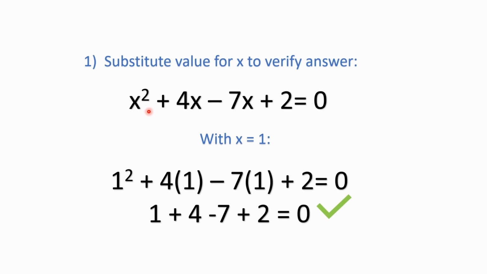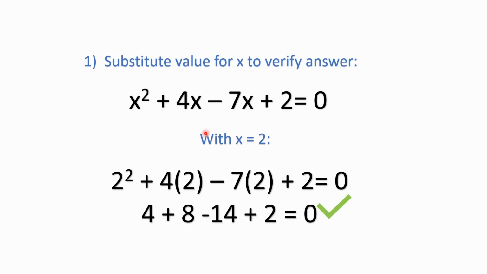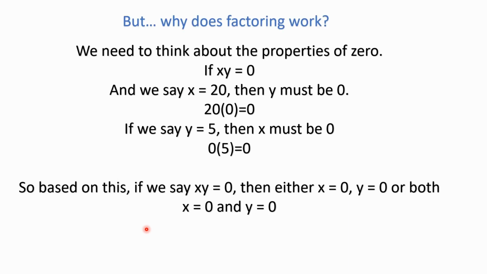Now you can substitute back into that original equation and check your answer. If you substitute 1, you're going to end up with basically 0 equals 0, so it does work out. Now if you substitute 2 back in, once again, that works out too. You substitute 2 in for x, and you work this out, you will also get 0 again. So that verifies our answers.